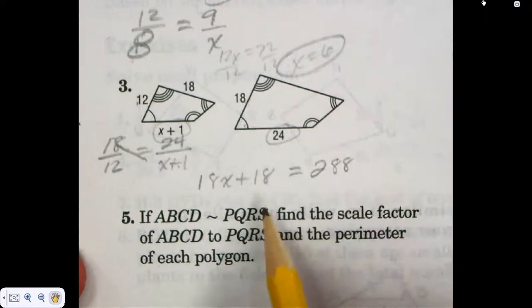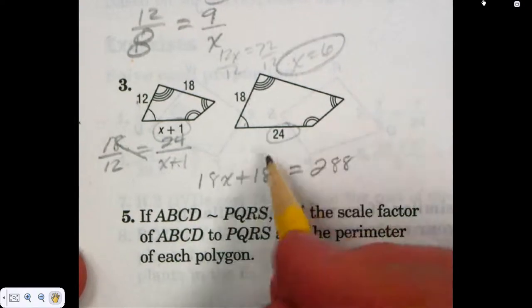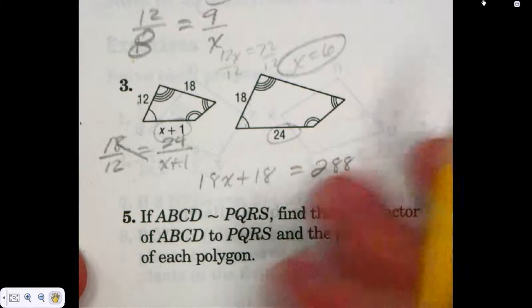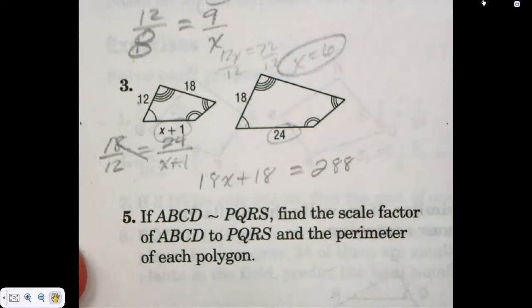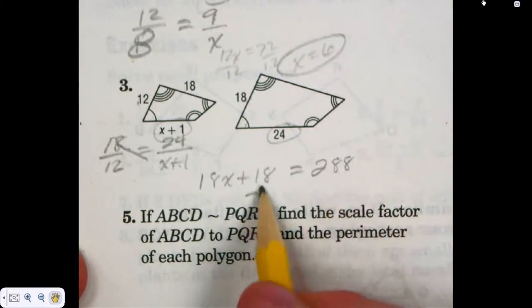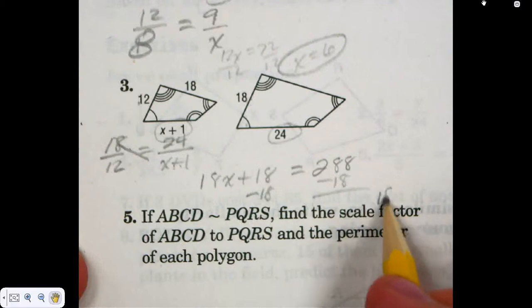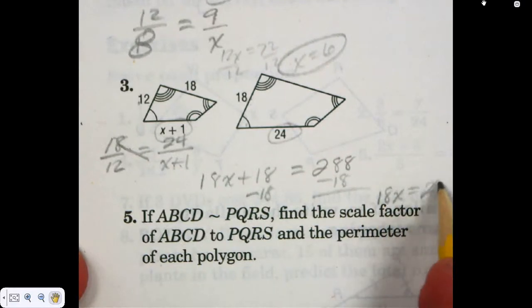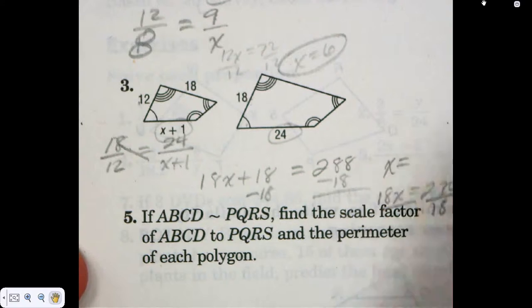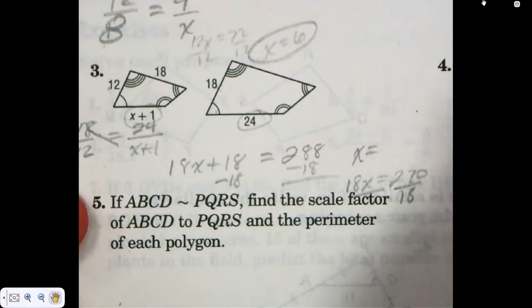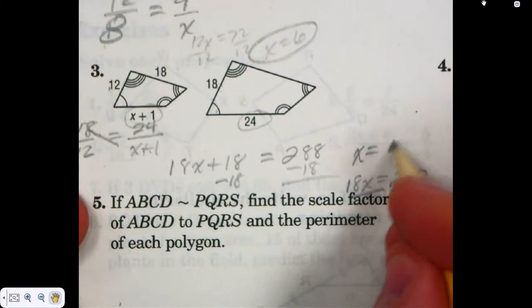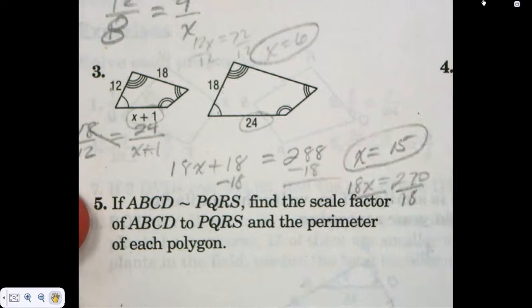Okay. Now, what are we going to do? Gotta solve. So the only difference between this and the others is your equation just ends up being a little more complicated, doesn't it? Subtract 18 from both sides. 288. So 18x is equal to 270. Divide both sides by what? 18. X is equal to what? 15. Huh? 15. It just came out nice and even. How wonderful.